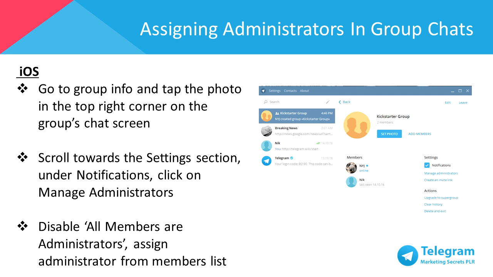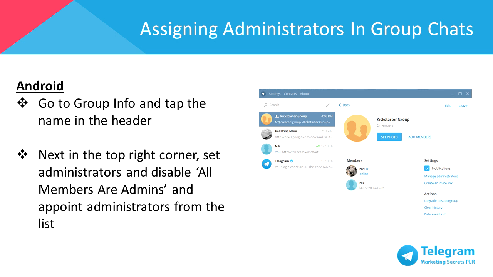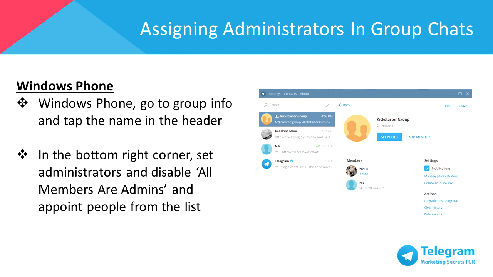To assign administrators for iOS, go to Group Info and tap the photo in the top right corner on the group's chat screen. Scroll towards the Settings section under Notifications, and click on Manage Administrators. Disable All Members Are Administrators and assign a specific administrator from the members list. For Android, go to Group Info and tap the name in the header. Next, in the top right corner, set administrators, disable all members as admins, and appoint administrators from the list. Lastly, for Windows Phone, go to Group Info and tap the name in the header. In the bottom right corner, set administrators, disable all members as admins, and appoint people from the list.